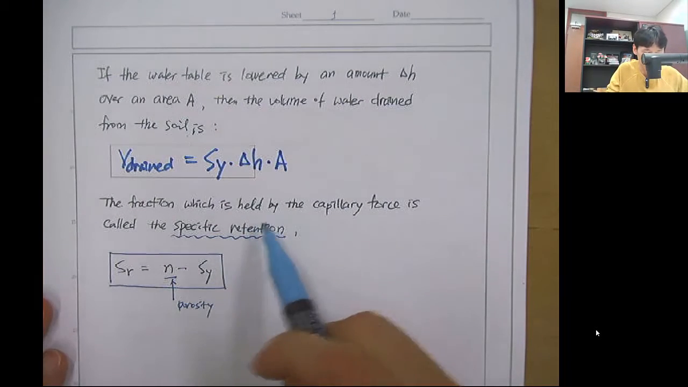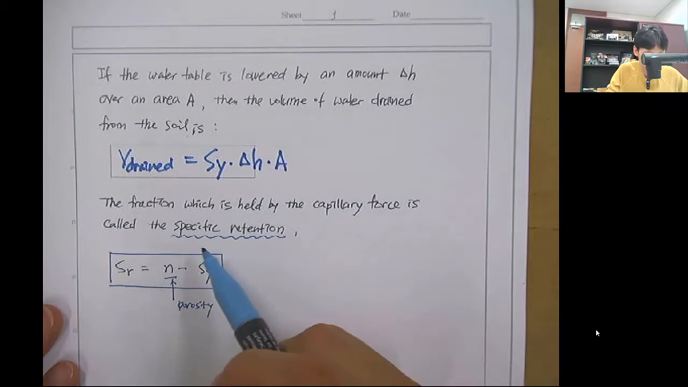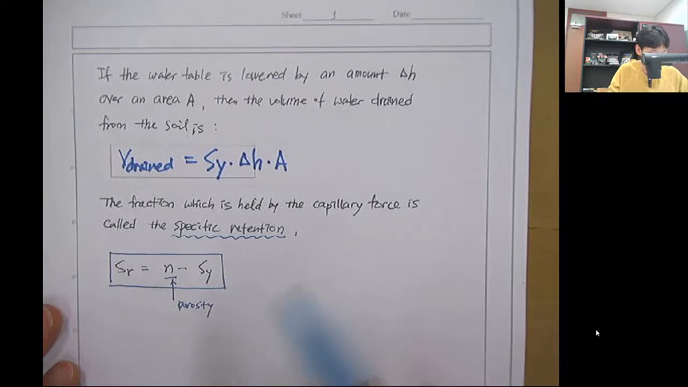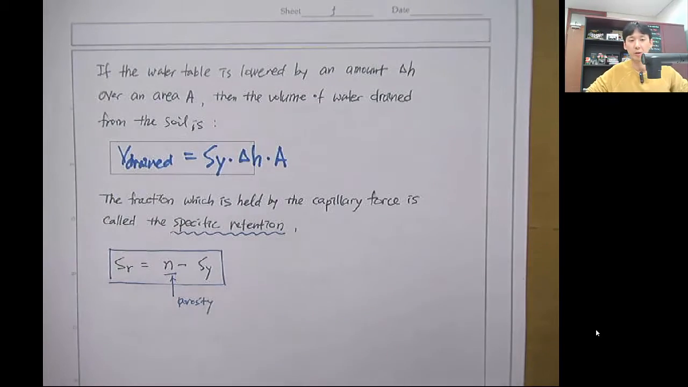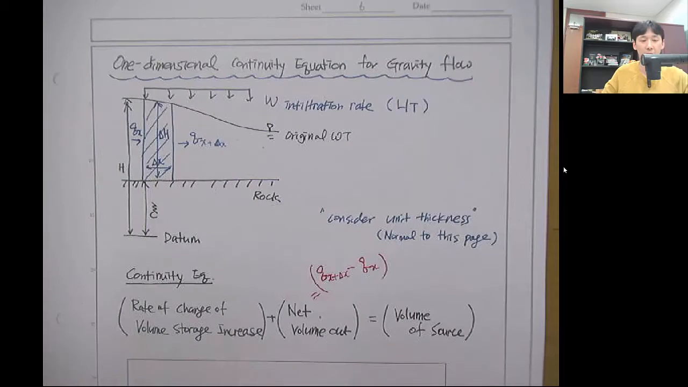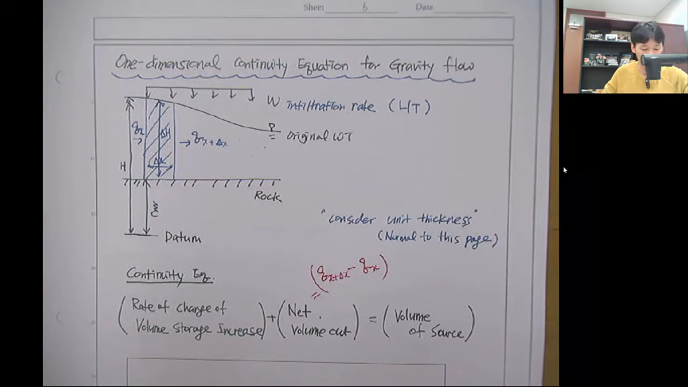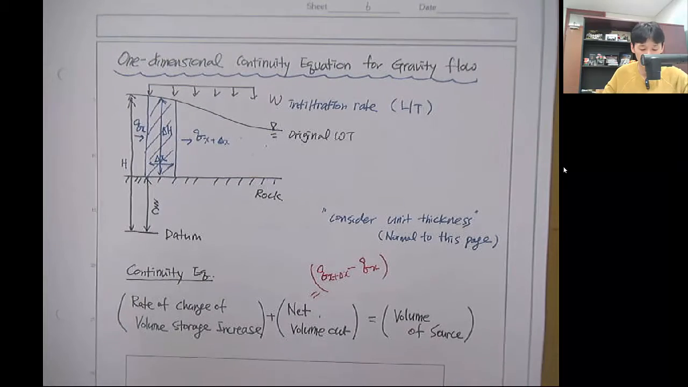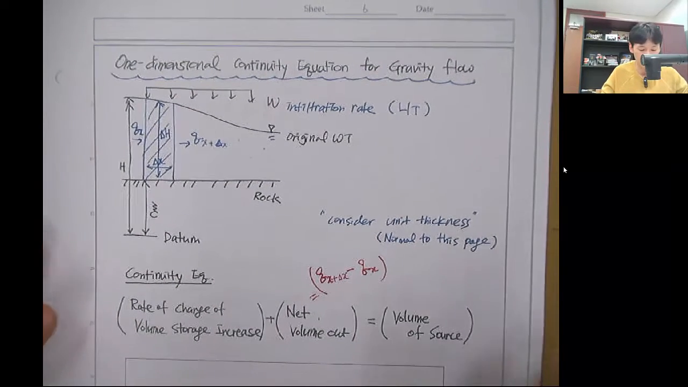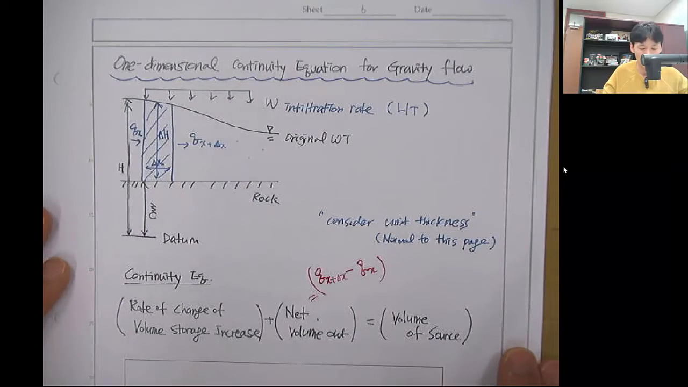The fraction which is held by the capillarity force is called the specific retention, so that SR is equal to N minus SY, where N is the porosity. The last topic that we're going to talk about in this class is the one-dimensional continuity equation for gravity flow. We're going to derive the continuity equation for gravity flow.